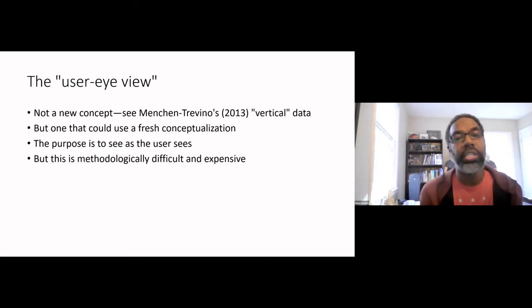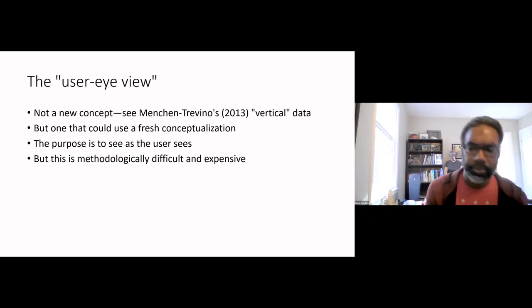And the purpose of it is to see as the user sees. There have been a number of studies that have attempted to do this. If you're familiar with web tracking studies, they do a version of this, and I'll talk more about web tracking in a little bit. But if you've done web tracking, you know that it is methodologically difficult and expensive. And that's why it's not done more often. It is far cheaper to simply use an API to pull data out that's based on a particular subject or a random sample or based on certain user set. And so the user eye view is tough to do.